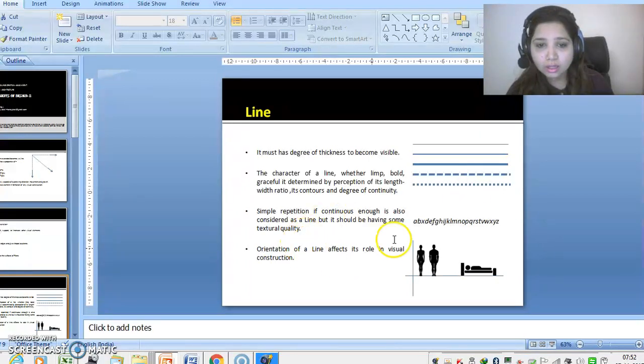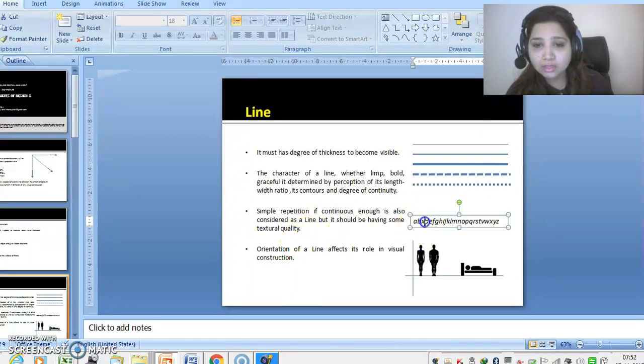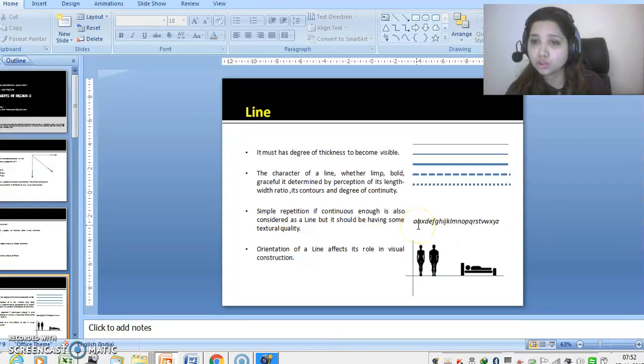And even this, if you have this ABCD written in a line in the same format, in the same texture, this is also linearity. This linearity could be horizontal or it could be vertical.